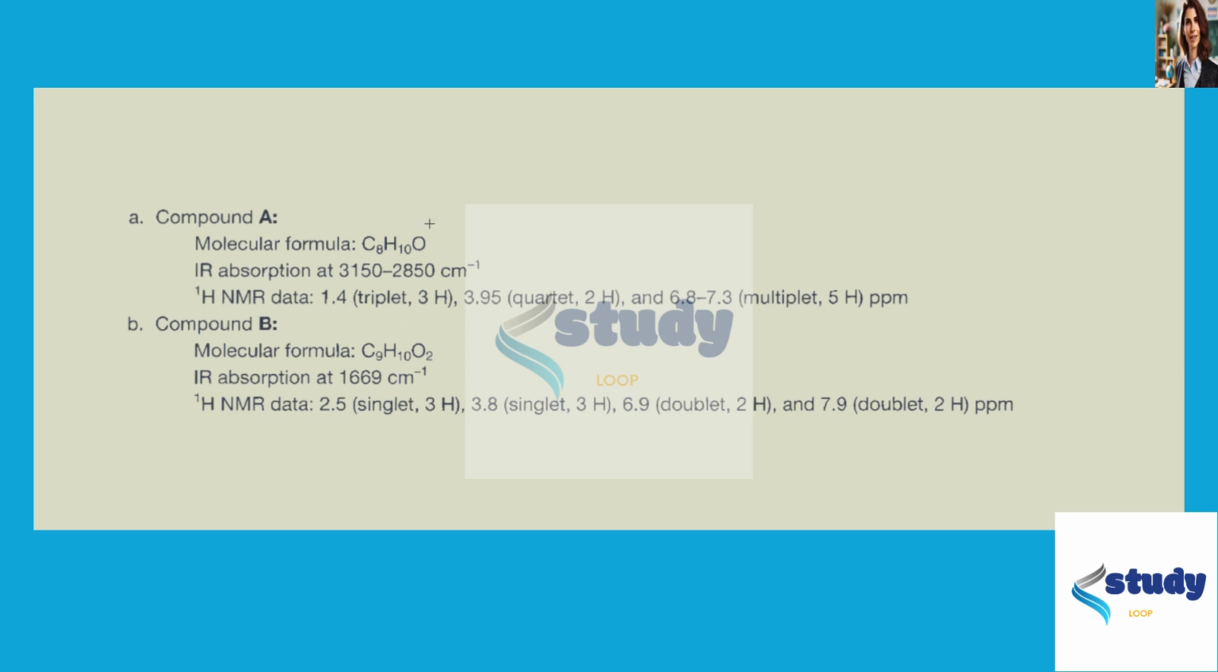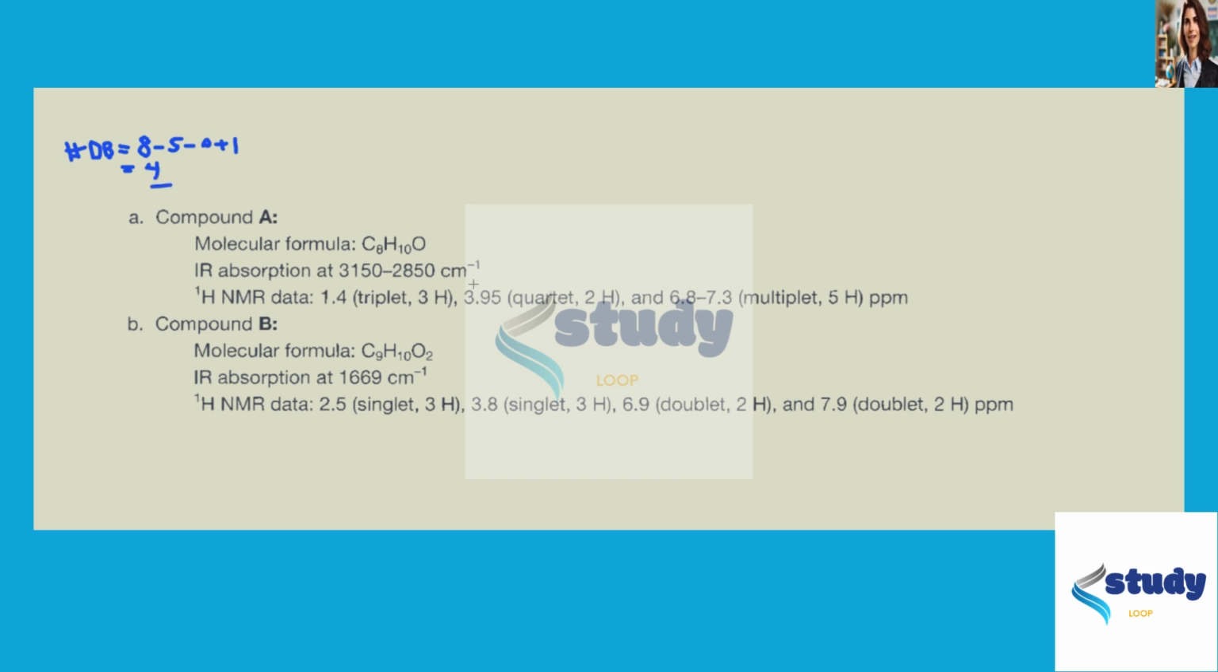So compound A has this molecular formula, IR absorption, and this HNMR data. Let's first determine the degrees of unsaturation for molecular formula A. The degrees of unsaturation equal the number of carbons, which is 8, minus the number of hydrogens plus halides over 2, so 10 over 2, which equals 5, minus the number of nitrogens over 2, so 0 over 2, plus 1. So we have 8 minus 5 is 3, plus 1 equals 4. So now we know we have 4 degrees of unsaturation.